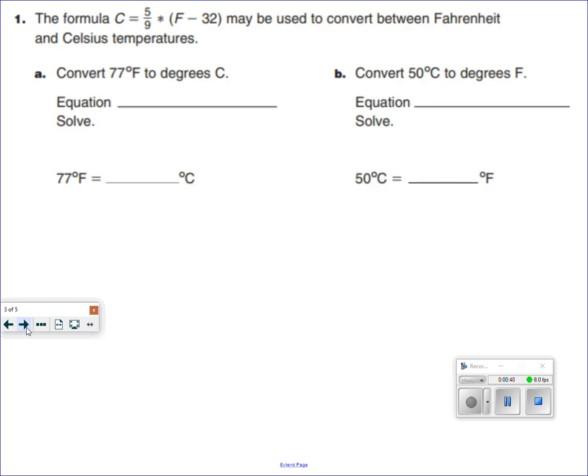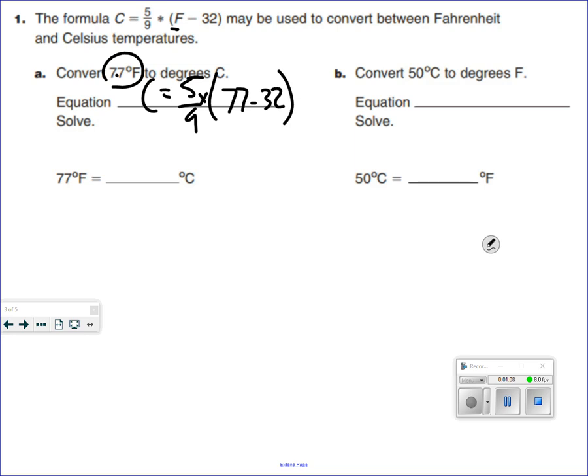For A, we have to convert 77 degrees Fahrenheit to degrees Celsius. So this 77 right here is going to represent this F. So when I'm writing this equation now, it's going to look just like this. It's going to be C equals, because we're trying to find Celsius, 5 over 9. And then in parentheses, we have 77, which is the 77 Fahrenheit, minus 32.